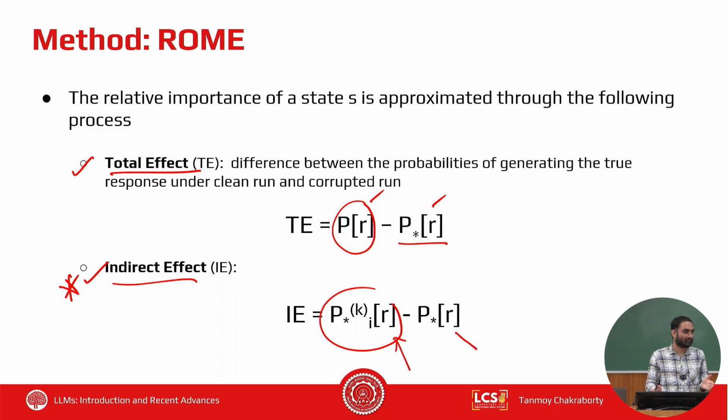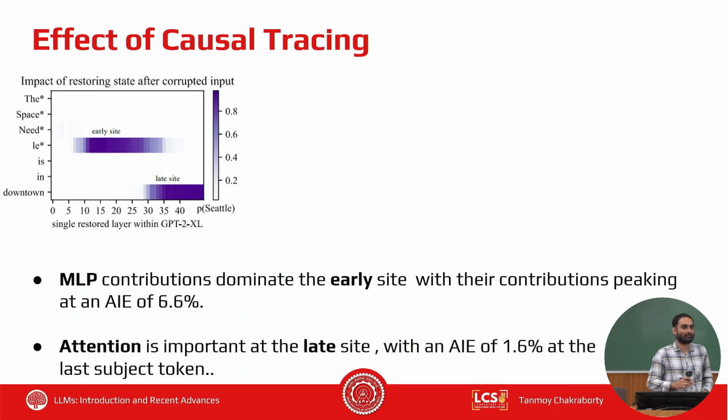So higher the difference, what does it mean? Let's say you restore a hidden state for which this difference is high. That means that hidden state is important, right? So then what they do, they basically do this thing for all the hidden states in the network.